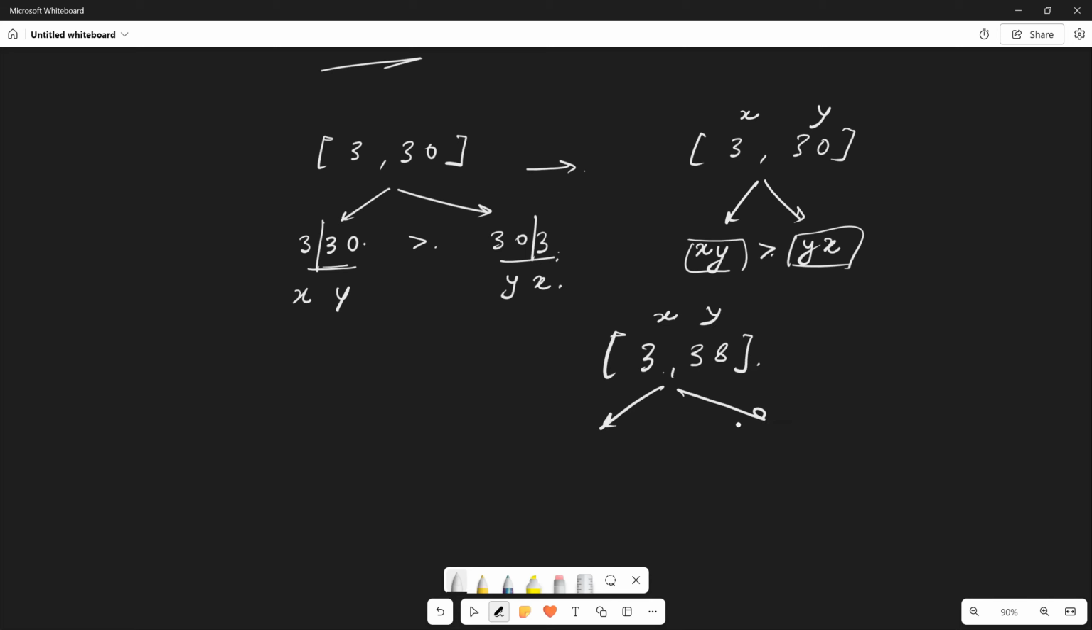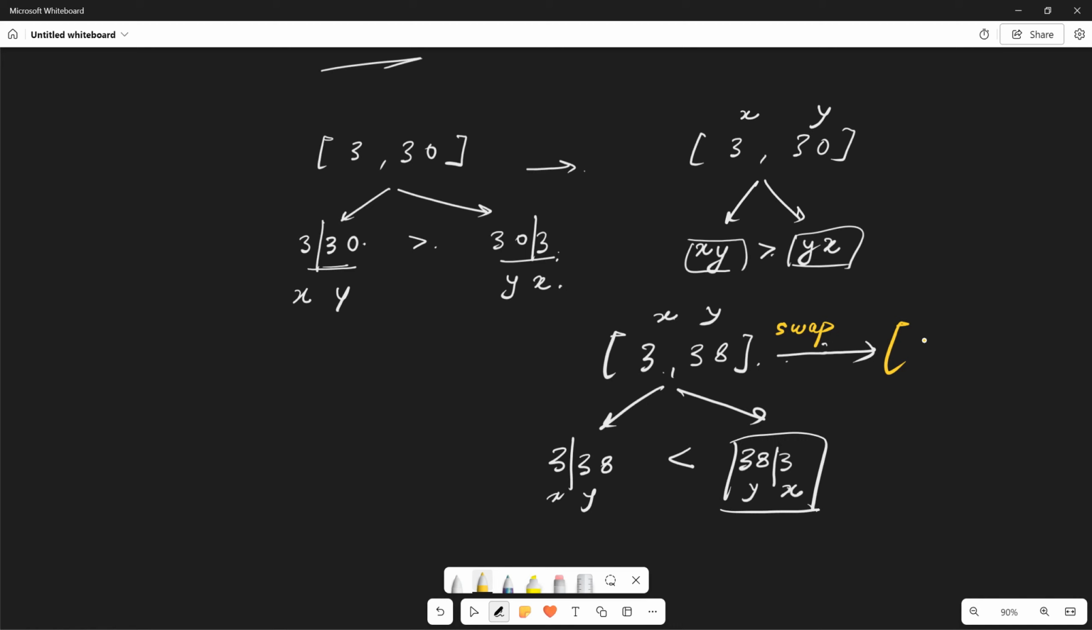Now we are breaking it into two components, 338 which is xy and 383 which is yx. Between these, which one is the greater number? 383 is the greatest. So what we will do is swap these values, because in the original array this is xy, but when we compare the values, yx is greater. So we would swap, and after swapping this would be our answer.